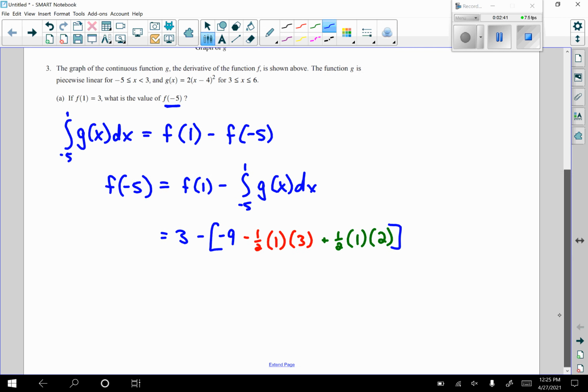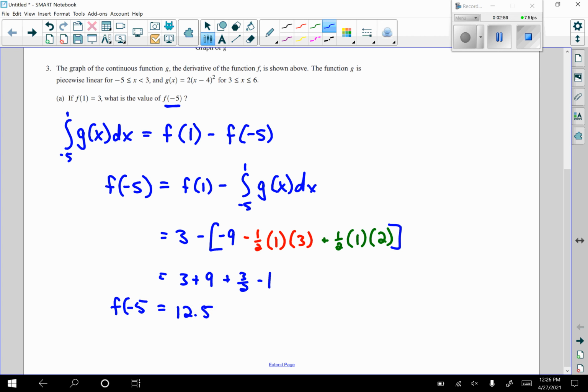And then we just calculate this. So we'll get 3 plus 9. We'll get plus 3/2. This will give us a 1, and we'll subtract that, so minus 1. So we get 12 minus 1, 11, plus 1/2, so we're going to get 12.5. So that is the value of f of negative 5. So 2 points for this problem, 1 point for setting up and using the integral. So we'll say this, either this step or this step, and then 1 point for the answer.